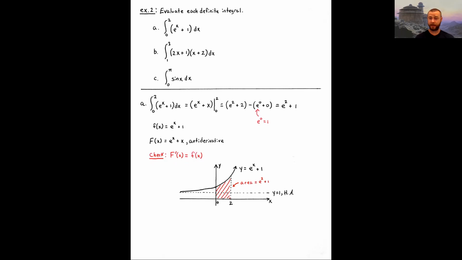So think back to maybe your pre-calc course. The plus 1 on the function shifts the graph up 1 unit. The asymptote moves up from y equals 0 to y equals 1. And since our definite integral is looking at the interval from 0 to 2, we just look at the area beneath that graph over the interval 0 to 2. And well, we actually calculated that exact area. That red shaded area has area e squared plus 1.